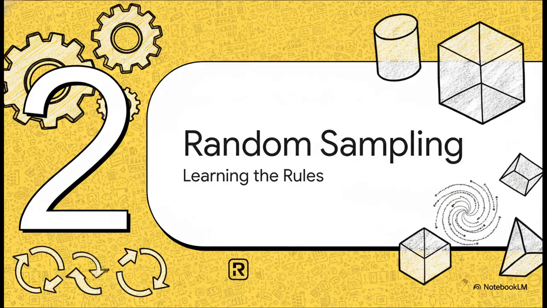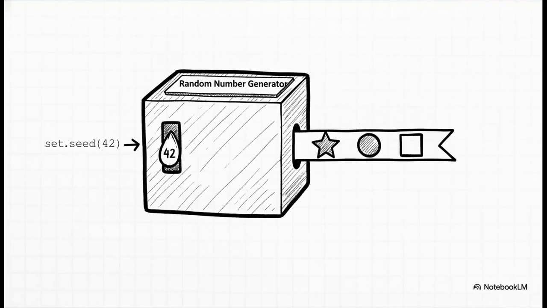All right, let's talk about something that is absolutely critical in good data science, reproducibility. This is a big deal. It means that if you share your code with someone, they should be able to run it and get the exact same results you did. It's what makes science verifiable. But wait, how does that work with randomness? Let's find out. So here's the secret sauce, the set.seed function.